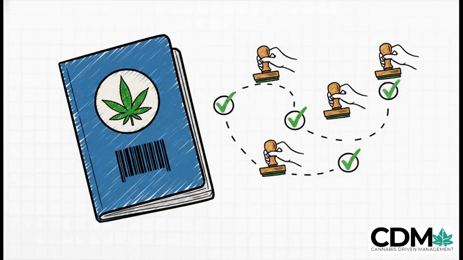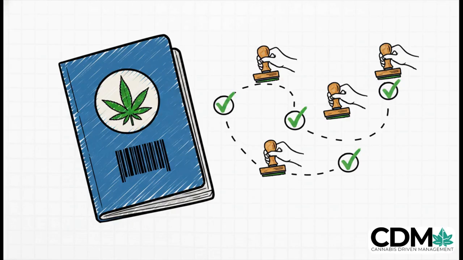The best way to think about it is like a digital passport. The moment a batch of plants is created, it gets a unique ID number in a big state-mandated system. And at every stage of the journey, from the grow house to the lab to the store, that passport gets a new digital stamp. It's how you make sure nothing gets lost.